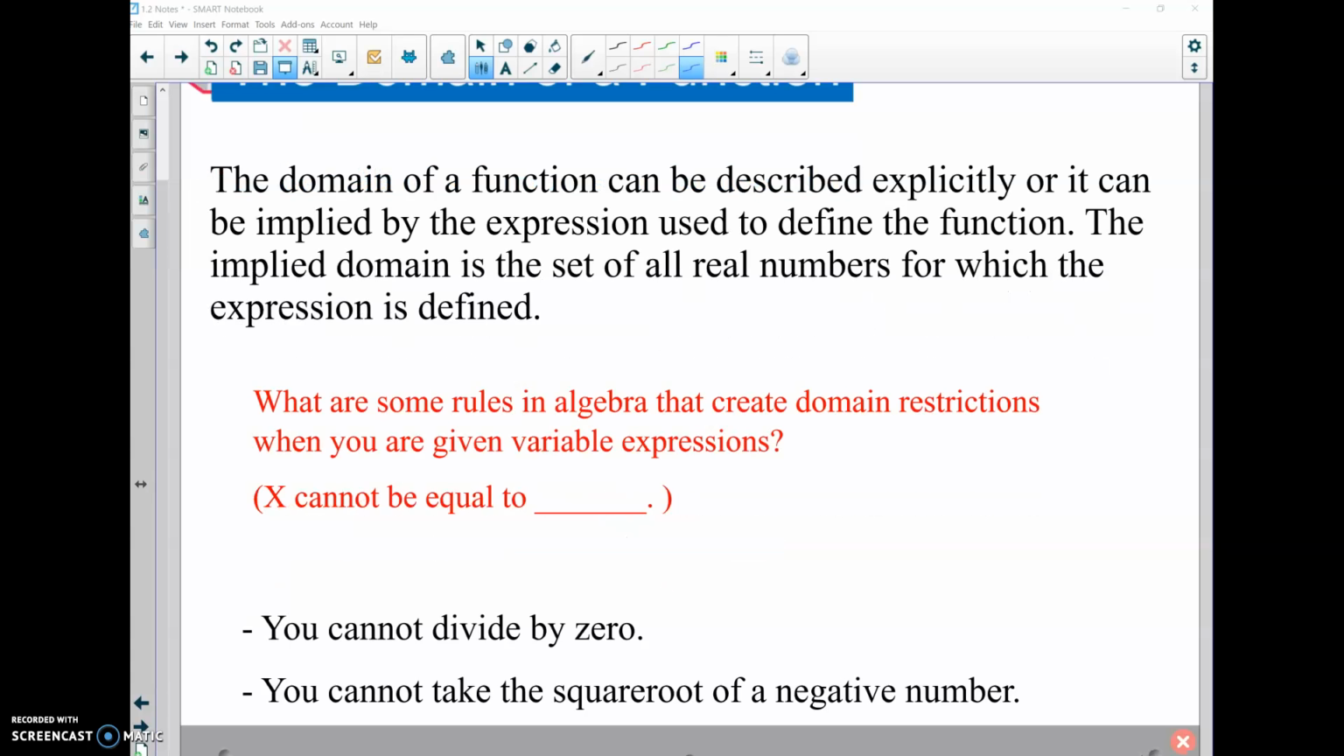If you said either of these things, you cannot divide by 0, or you cannot take the square root of a negative number, you are correct. If not, don't worry. I just wanted to see what you guys came up with for those rules.